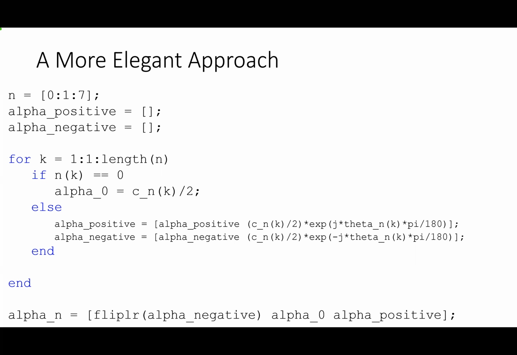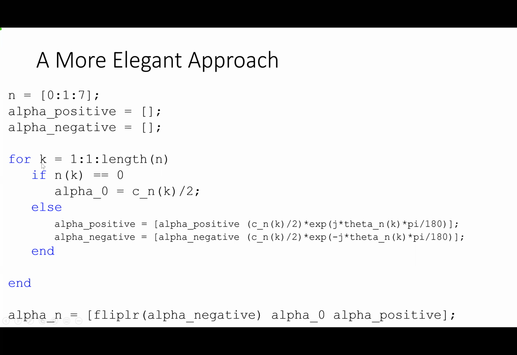Right, but I know that not everybody's comfortable enough with the code to write a for loop like I have here. What I did was I said, okay, we'll make a vector n with all my harmonic numbers. N goes from 0 to 7 in steps of 1. And then I created these two empty vectors, alpha positive and alpha negative. They're empty. I said they're equal to empty vectors. That's what the empty square brackets mean.